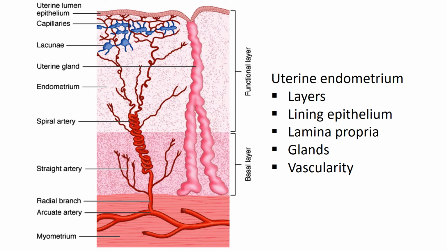The lower part of the gland is in fact an invagination of this lining epithelium into the lamina propria. Most of this part lies in the functional layer, except this lower part, which lies in the basal layer.